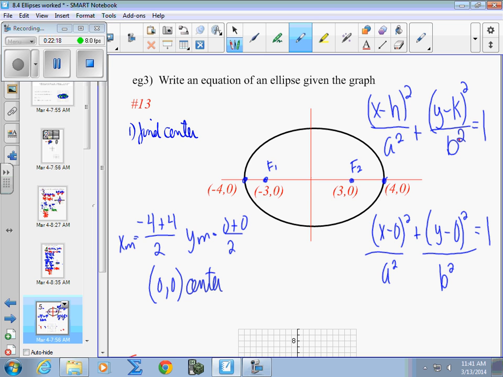How far is it from here to here? 4 units. So a is equal to 4. So a squared is equal to 16, or we could leave it as 4 squared. But we don't know this distance. We have to find it. We do know this distance. What is that distance? 3. It is also c. So to find b, we're going to have to use the formula for the focus.